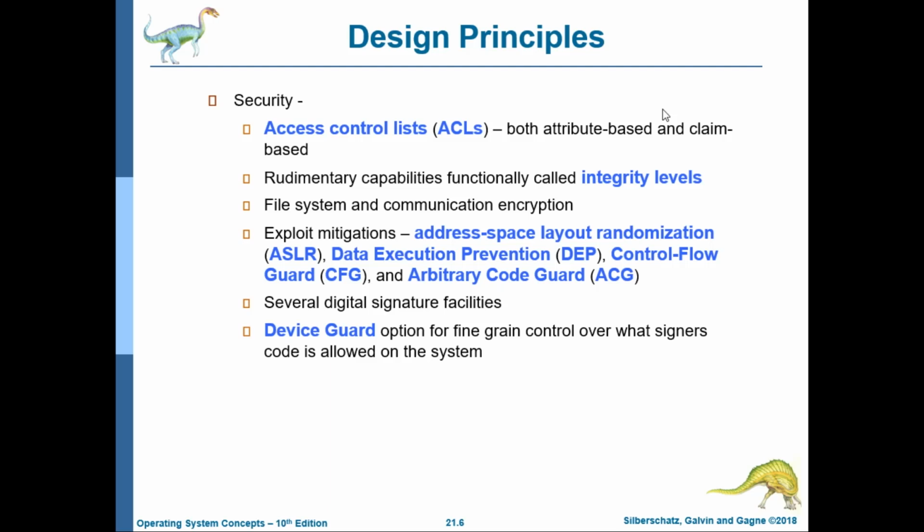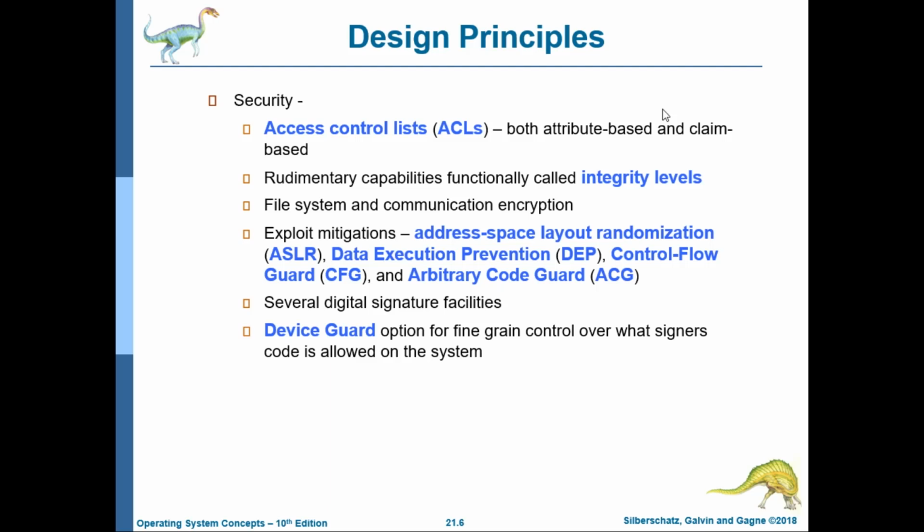So for Windows 10, they also use exploit mitigation, such as address space layout randomization or ASLR. ASLR is an OS technique to avoid code injection attacks that place memory objects like the stack and heap at unpredictable locations. Then we also have data execution prevention, control flow guard or CFG, and arbitrary code guard or ACG. These are actually Windows 7 features that are still adapted in Windows 10.